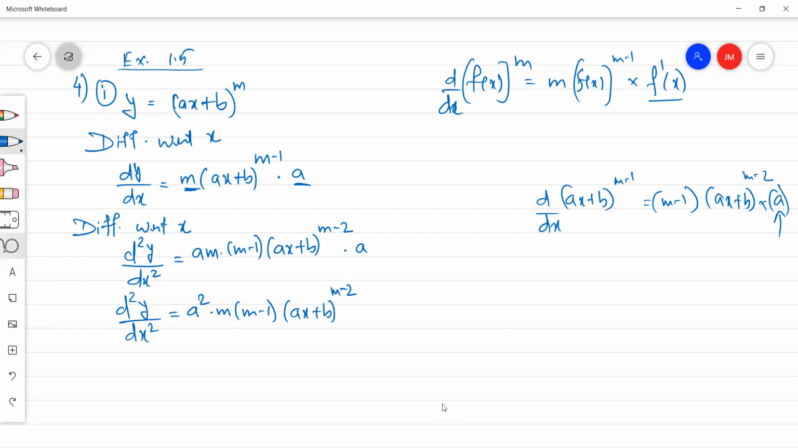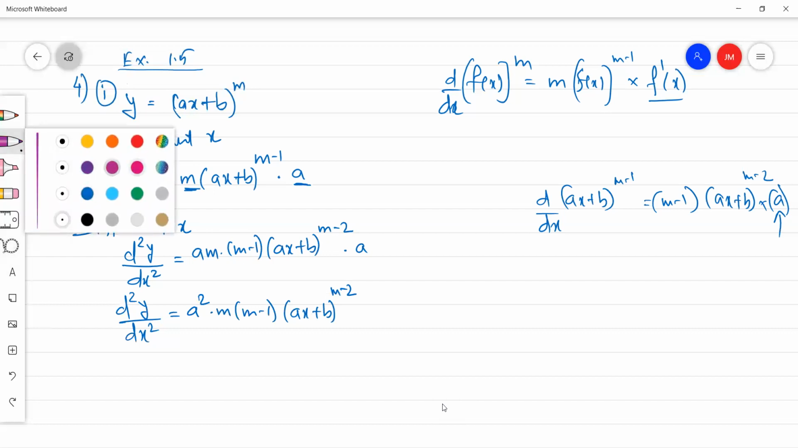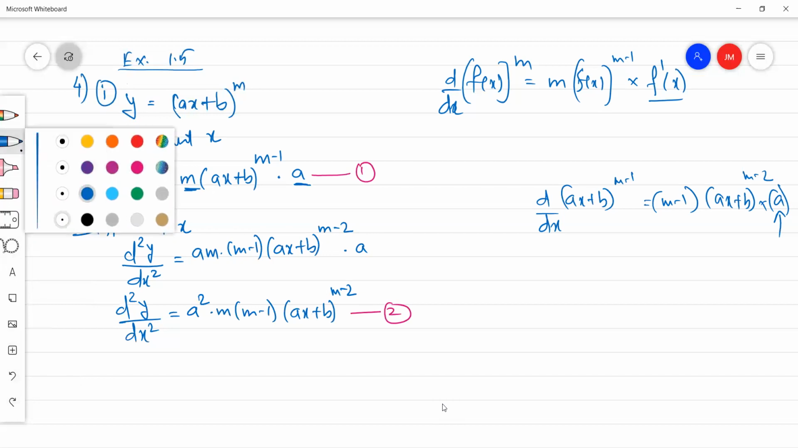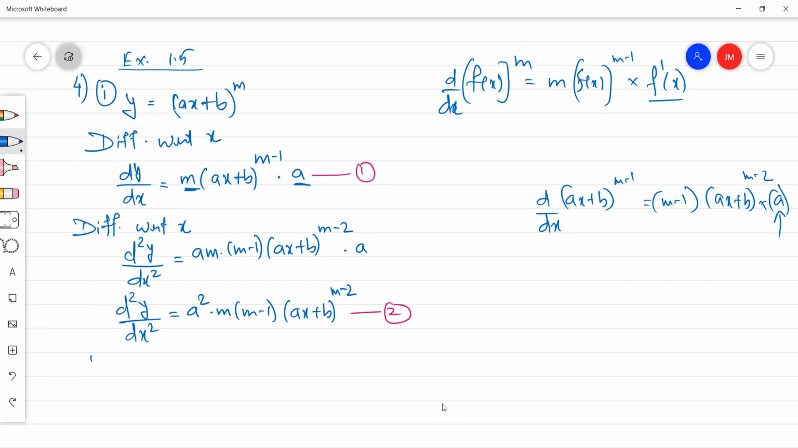Okay, this is number 1, and here you have number 2, second. Okay, now we will differentiate once again. So see, when you go for differentiating once again, what will happen? You write here differentiating with respect to x. So you will have here d3y upon dx3.